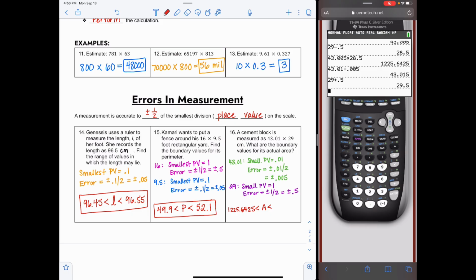So now I can find the area by multiplying those two upper bounds. And I will end up getting 1,268.9425. That is the upper and the lower bound, or the range of my area, the lowest and the highest that my area will be.